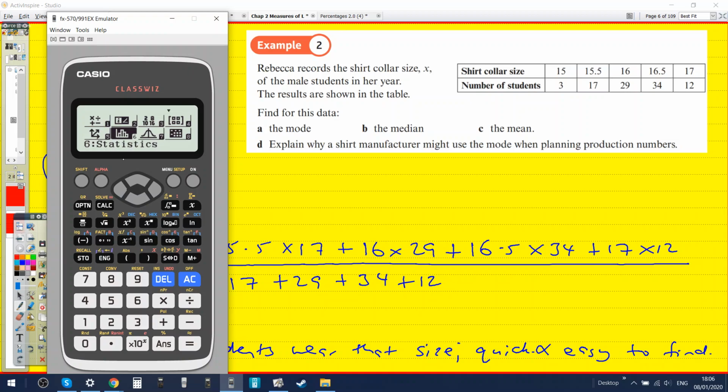Menu. Statistics is 6. We have one variable. Does yours just say X, or X with frequency? X with frequency. Grand. If not, you can switch it on in the setup. Okay, so what is X? What is frequency? X would be like 15, 15.5? Yeah. And the frequency is 3. Yes.